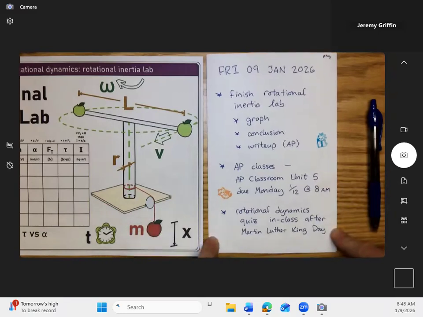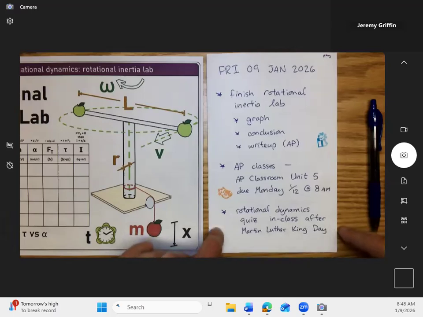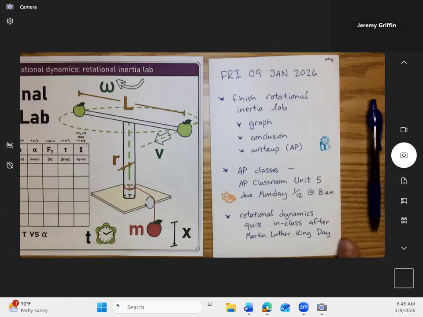So I think I won't be able to get you guys the rotational dynamics quiz until after Martin Luther King Day. I do want to do an in-class version, so I have to design some things over these coming weekends. All right, so look forward to that.